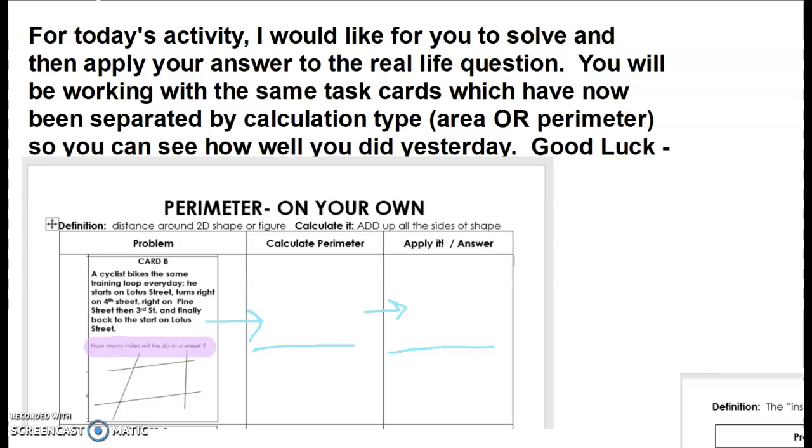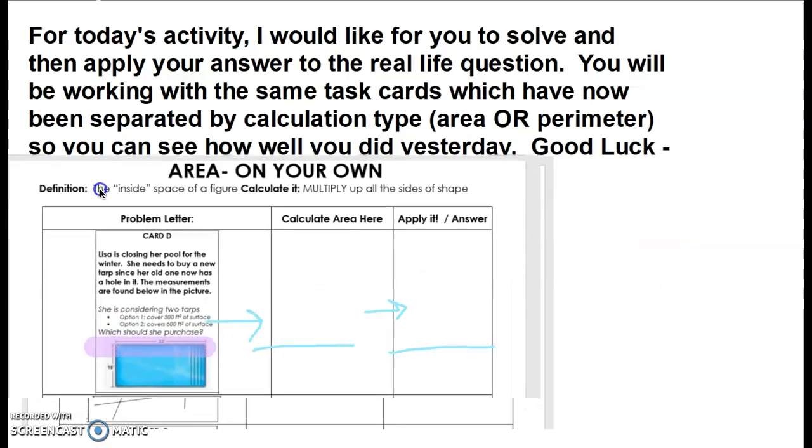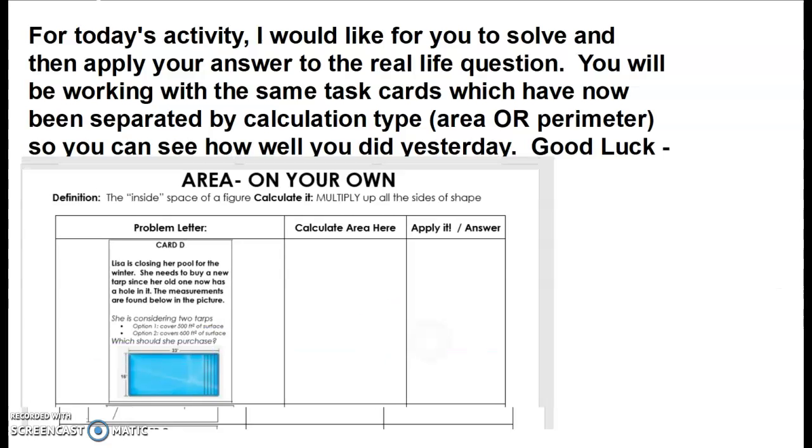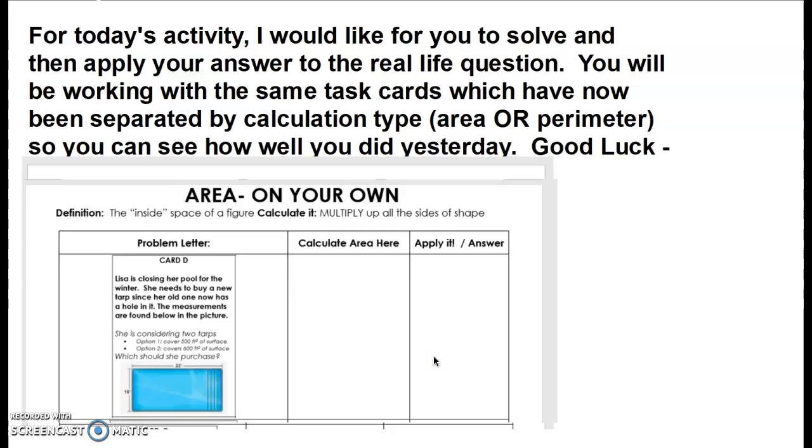And then once you solve those perimeter problems, I'm going to skip over to area. And similar thing. Those cards are going to be organized for you so that you can tell whether or not you were able to identify the problem cards that you need to calculate area. So then you're going to go through and actually calculate the area, length times width. And if you notice at the top, it reminds you of the definition: we're looking at calculating the inside space of this figure, and we're going to calculate it by multiplying up all the sides of the shape. So it does give you those hints at the top if you forget.